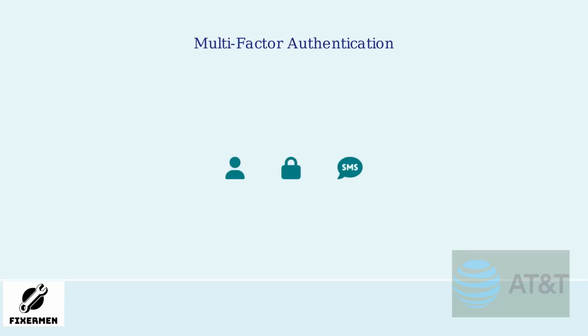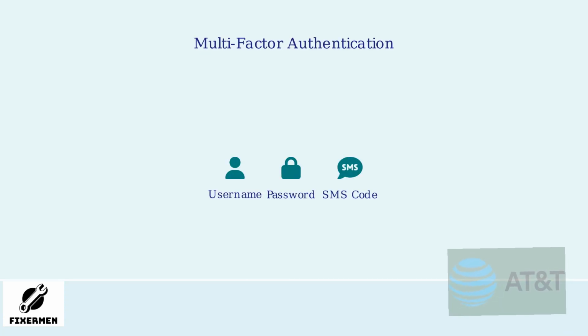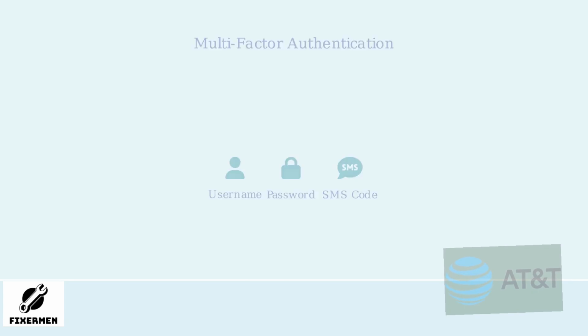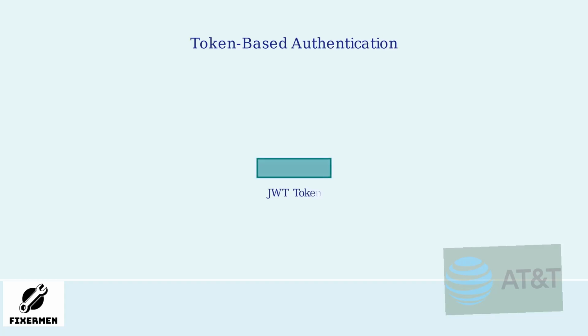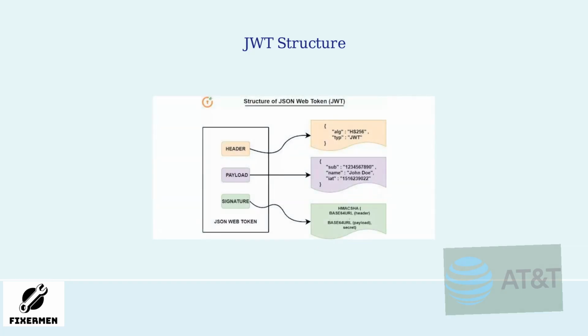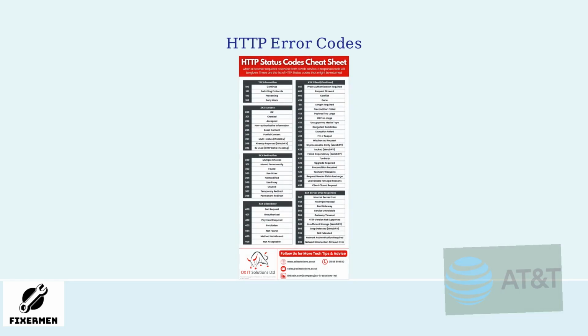AT&T uses a multi-factor authentication system that requires 3 key elements to verify your identity. AT&T employs token-based authentication using JSON Web Tokens, or JWT, to manage user sessions securely. A JWT consists of 3 parts: the header with algorithm and type information, the payload containing user data, and the signature for security. JWT tokens can expire, requiring users to re-authenticate to maintain session security. The system differentiates between client errors like 4XX codes for user mistakes and server errors like 5XX codes for system issues.